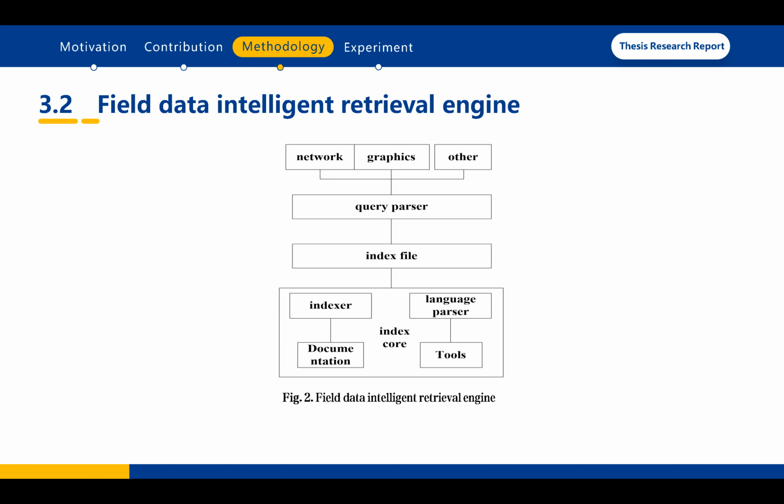Second, the intelligent search engine for fire data. This component uses machine learning technology to integrate fire data. It consists of four components: data search, data index construction, data storage, and user interface. The retrieval engine uses machine learning-based host technology.